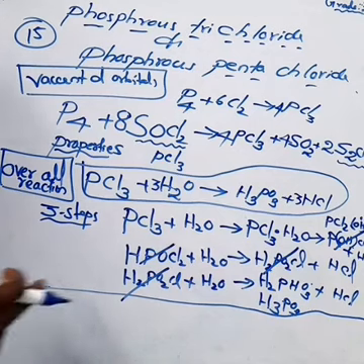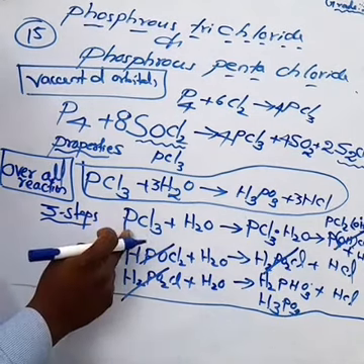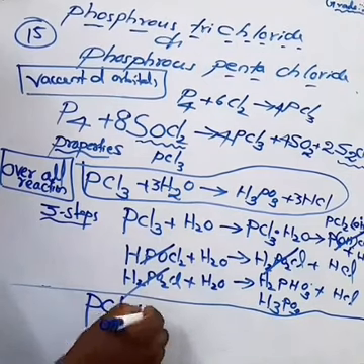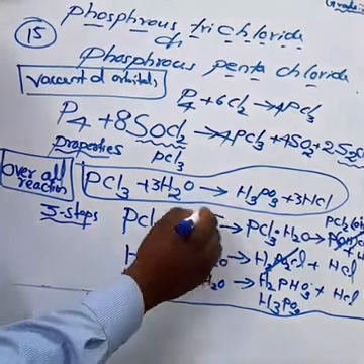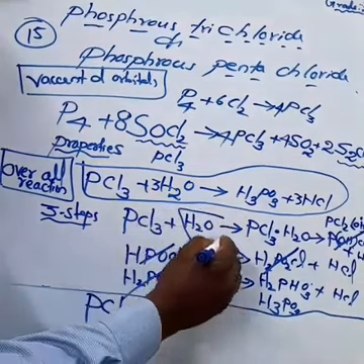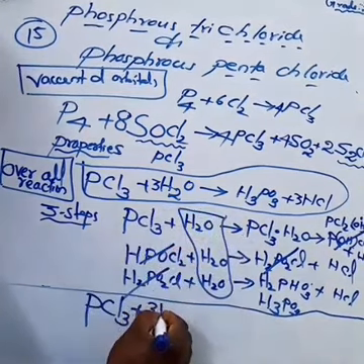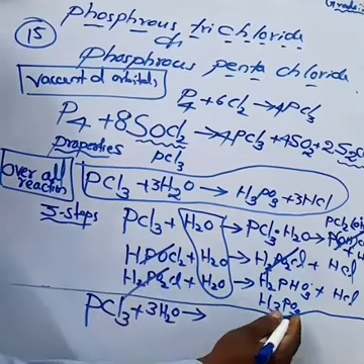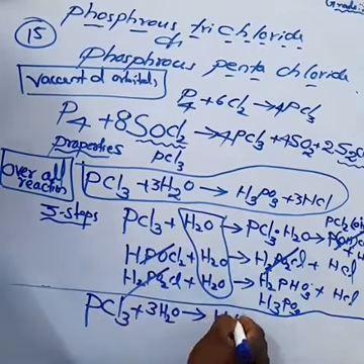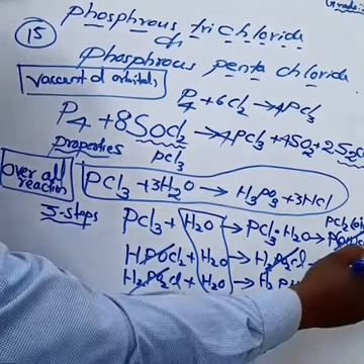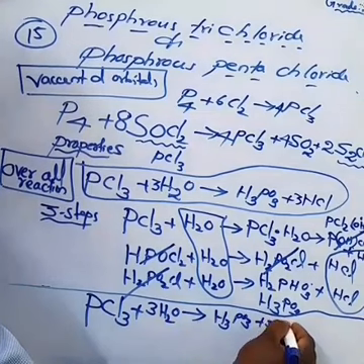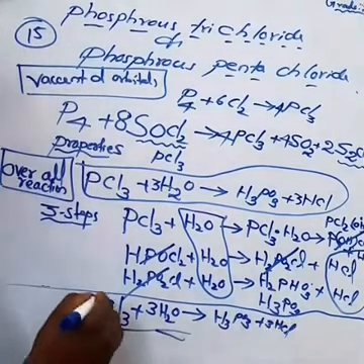What is the remaining overall reaction? First we write PCl3 plus how many water molecules? 1, 2, 3. So 3 H2O gives, on the product side, what remains? H3PO3 plus how much hydrochloric acid? 3 hydrochloric acid. So make it 3 HCl. This is the overall reaction.